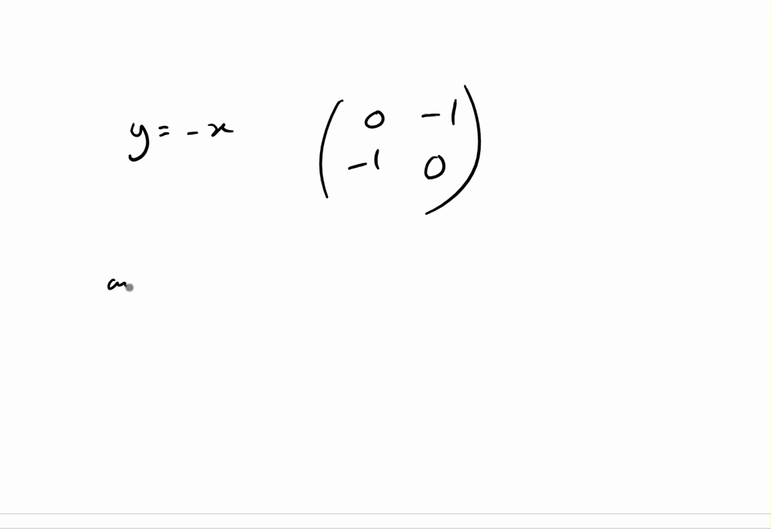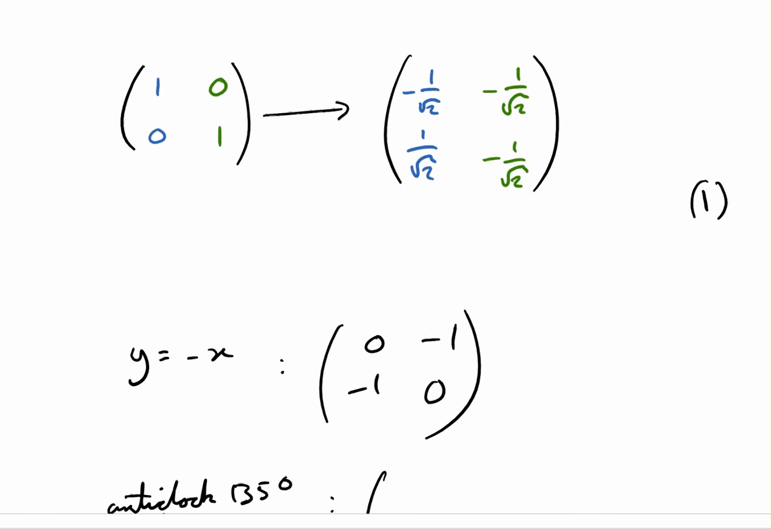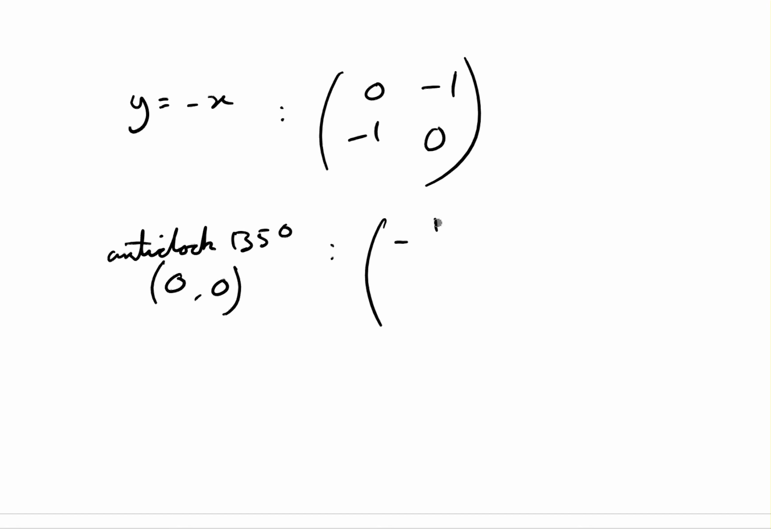Then anti-clockwise 135 degrees about the origin is the transformation matrix we've got here: negative 1 over root 2, 1 over root 2, negative 1 over root 2, negative 1 over root 2. We've worked those out already in part A and B.